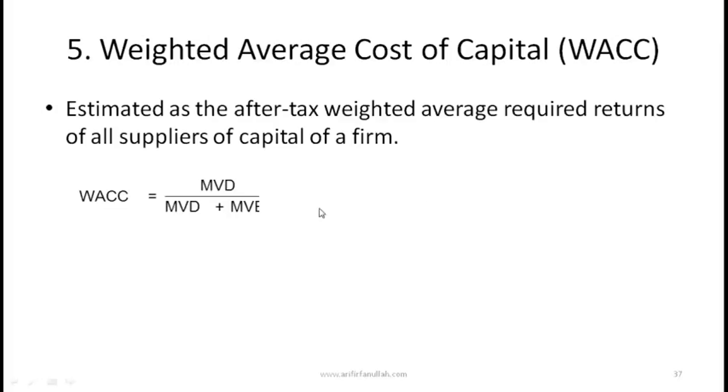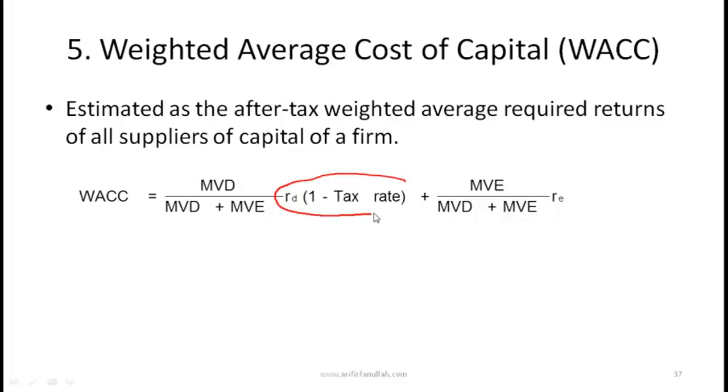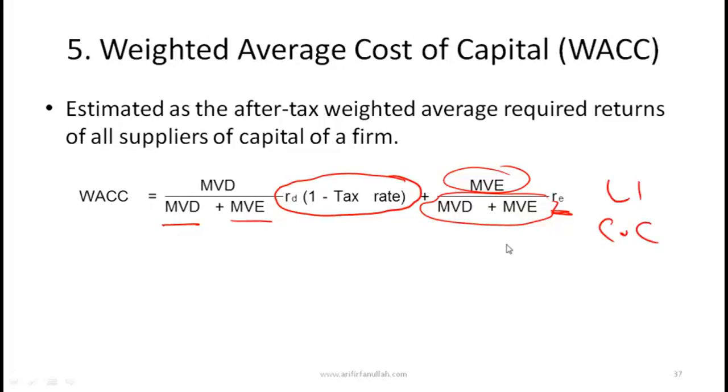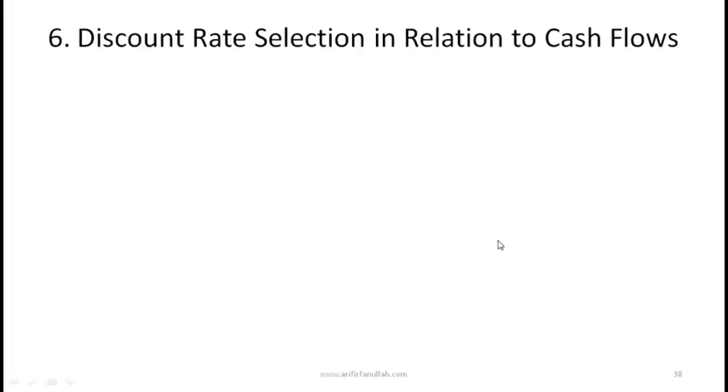Okay. Weighted average cost of capital. I'm sure you recall this. When you are estimating the after-tax weighted average required returns for all suppliers of capital, you just take your after-tax cost of debt and multiply it by the market value of debt divided by total market value, which is market value of debt plus market value of equity. And then you take your cost of equity, and the weightage there is the market value of equity divided by market value of debt plus market value of equity. You've seen this in level 1 cost of capital, so nothing new. It's just section 6 in this reading, so it's a quick reminder.